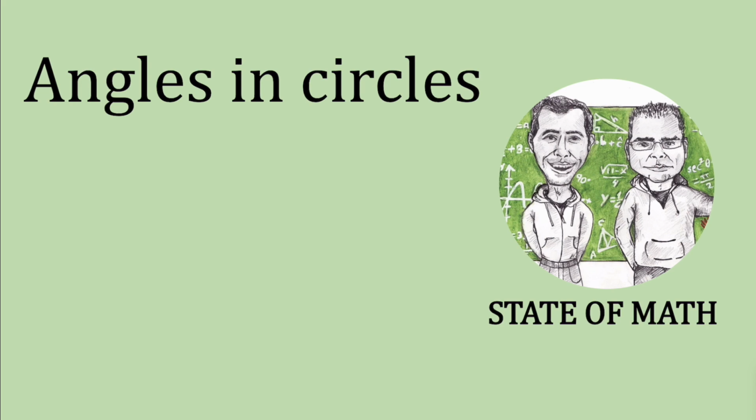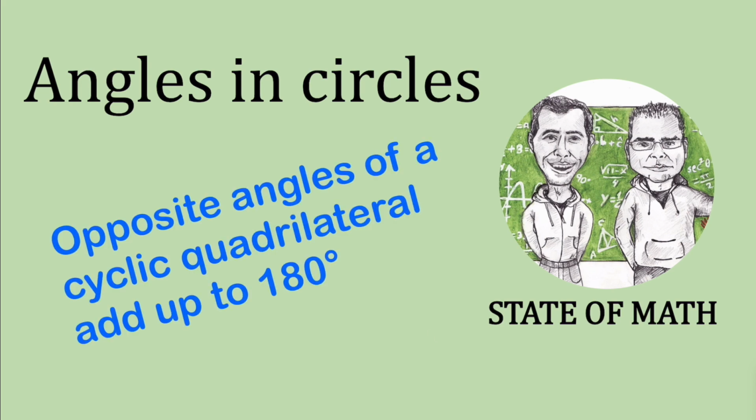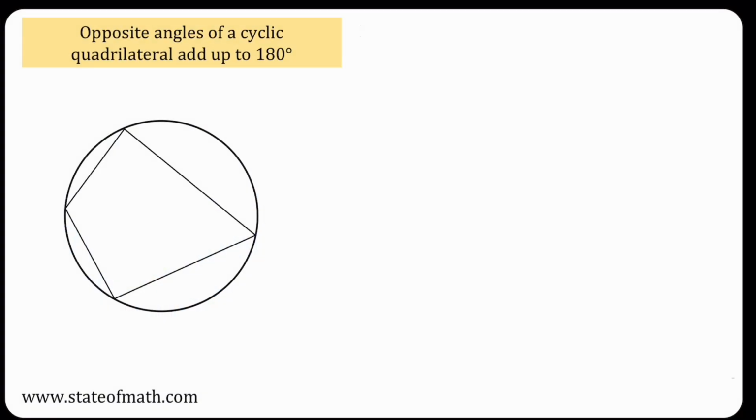In this video, we'll be looking at angles in circles and in particular the fact that the opposite angles in a cyclic quadrilateral add up to 180 degrees. So when we talk about a cyclic quadrilateral, we refer to a quadrilateral having all four vertices lying on the circumference of the same circle.